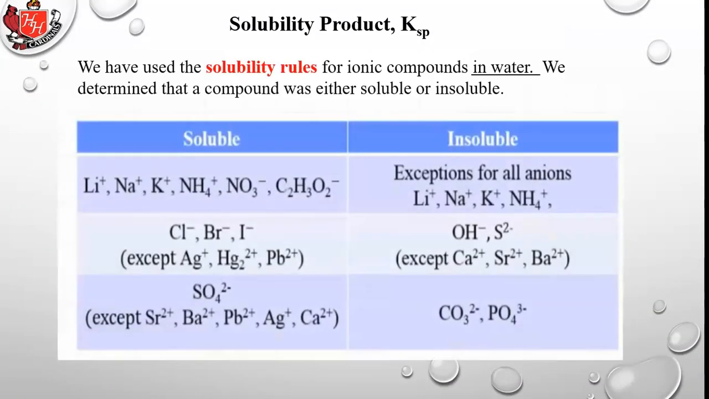Now we're going to talk about a concept called solubility product. So we have used solubility rules for ionic compounds in water. We determined that a compound was either soluble or insoluble. So for example, we said that calcium carbonate, look down on the bottom right, with CO3 2-. If you added a calcium Ca2+ to that, that would make calcium carbonate. That's what eggshells and seashells are made of, and that would be insoluble.